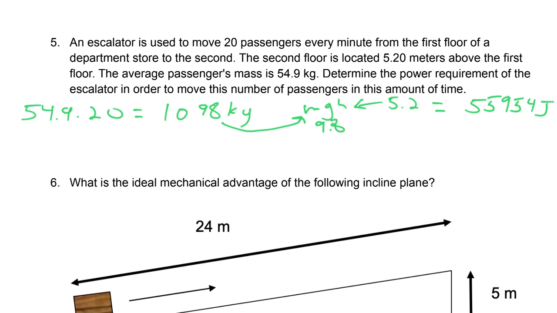But that took 1 minute. So let's divide it by the 60 seconds that are in 1 minute, because a watt is a joule per second. And then that gives us our final answer of 932.6 watts.